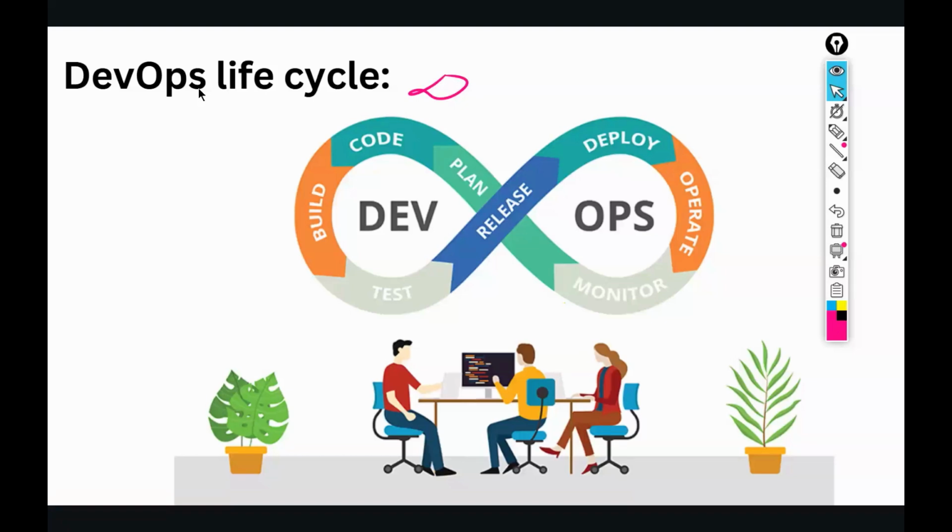Now, what is meant by infinity? No end. Limitless. Great. Super. The meaning of infinity is never ending, simply limitless. It is a never ending process, right? So let me tell you why DevOps is never ending.